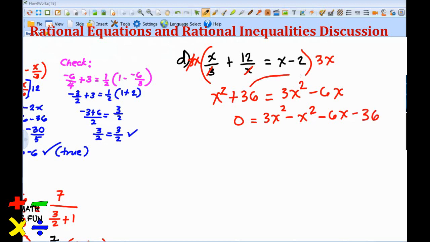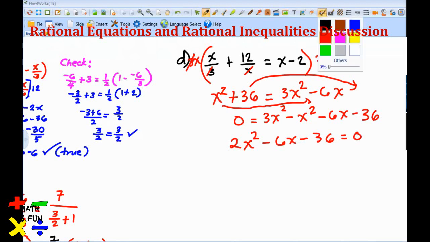We move all of this there, and even the x squared. So therefore, we have to combine like terms. It will become 2x squared minus 6x minus 36 equals 0.